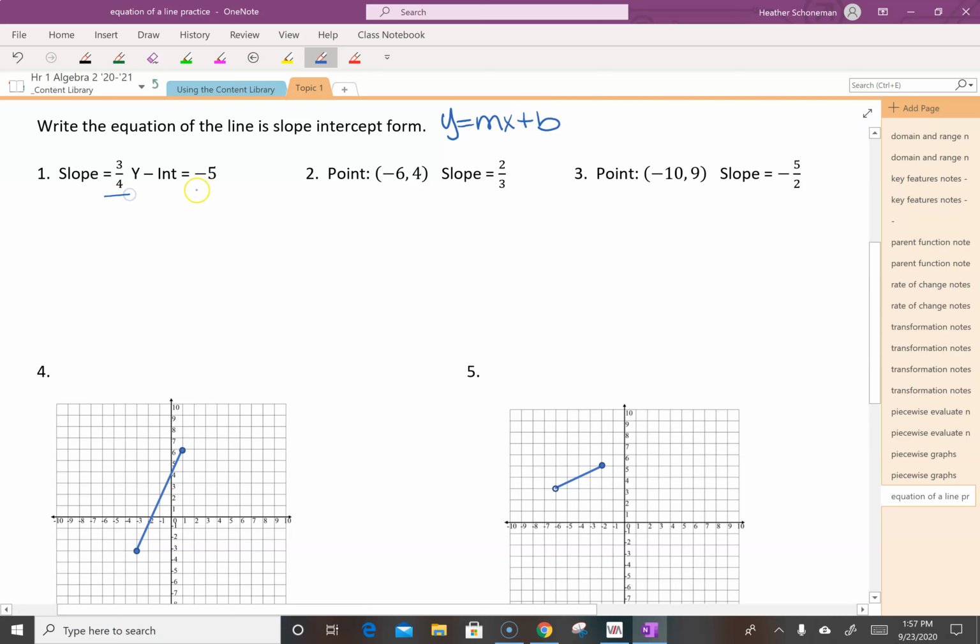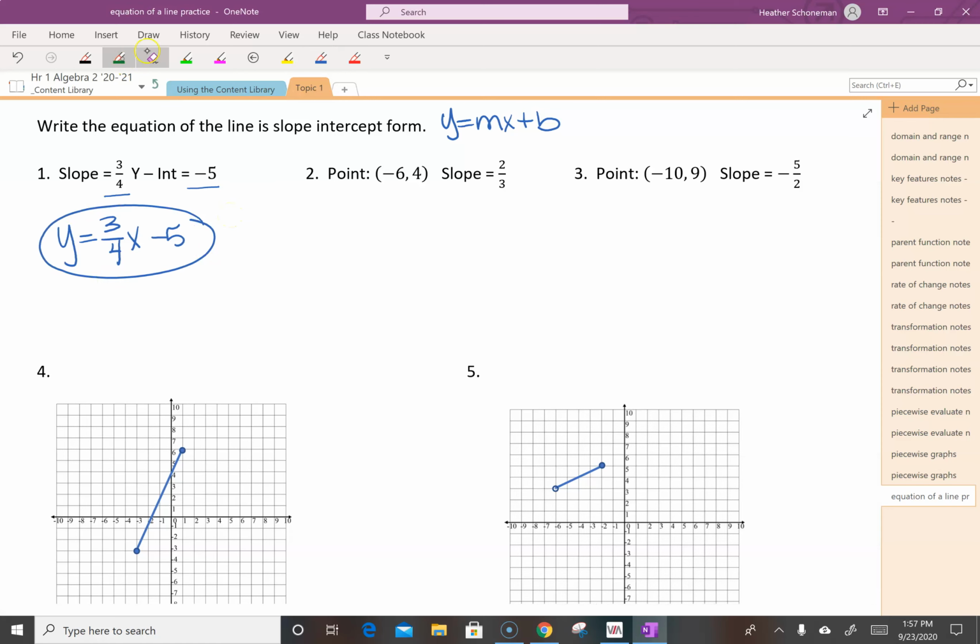On this one, they give you the slope and they give you the y-intercept. That means you don't need any work. You can put it straight into that equation. So you can say y equals 3/4 x minus 5. Done. If you're fancy, you can write f of x. All right, now let's try this again.